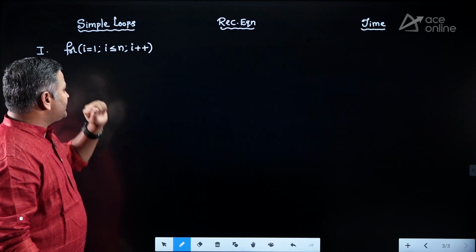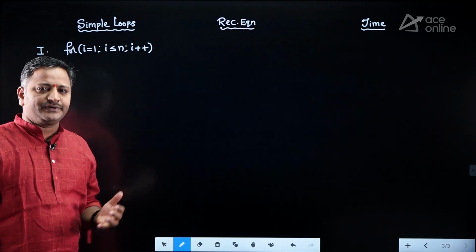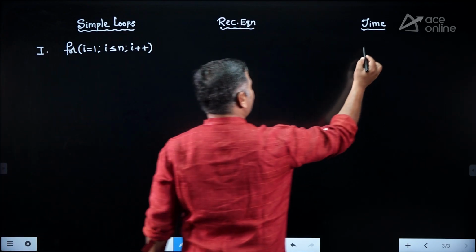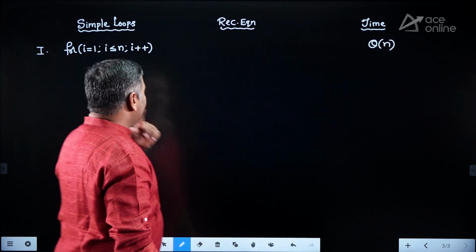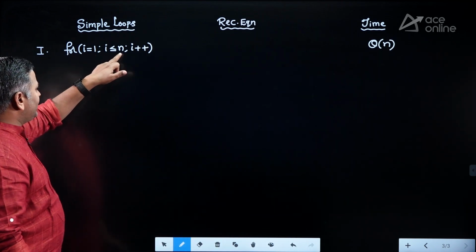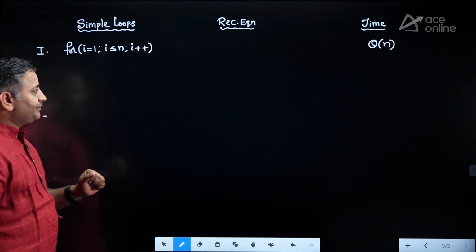If I value is incrementing step by step, then how many steps will it take to reach the target? Obviously n steps will be taken to reach the target. Therefore, the time required for this one is theta of n. You can imagine starting value equal to 1 and target value equal to n and reaching step by step. Therefore, it is taking theta of n time.